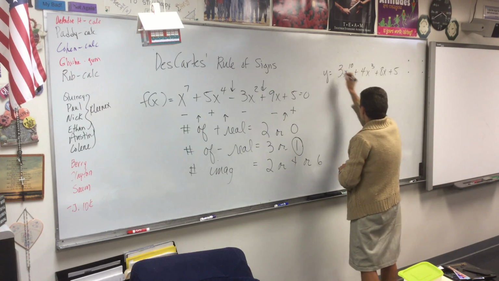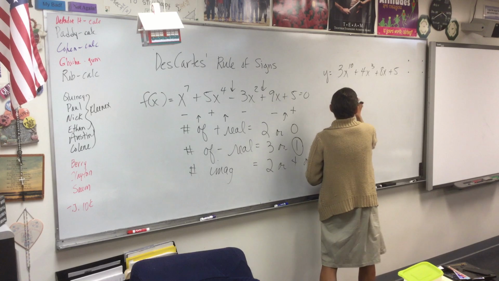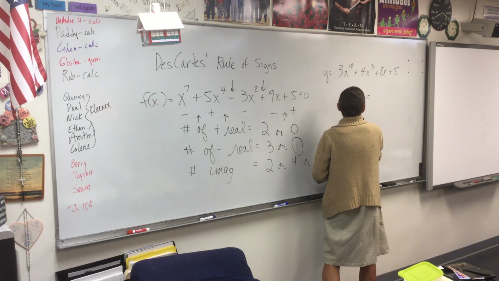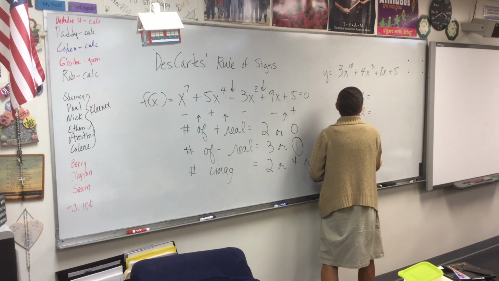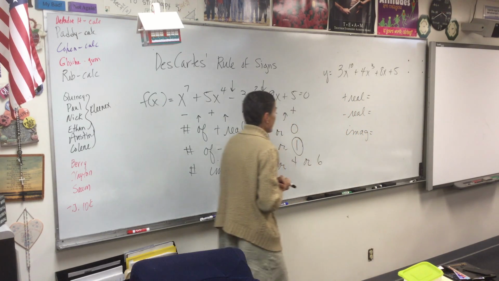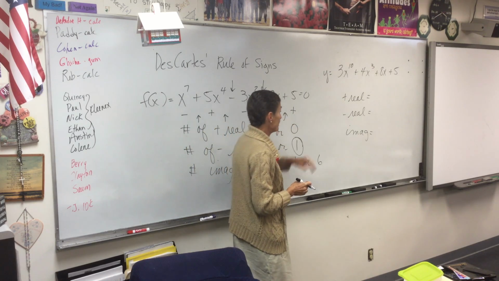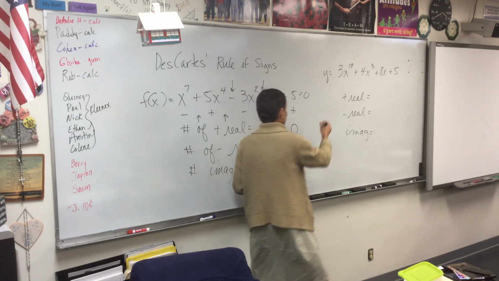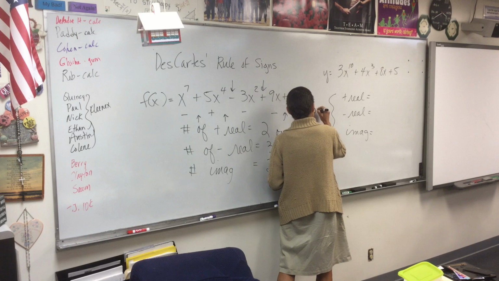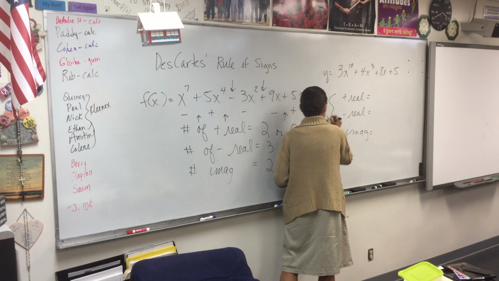All right, let's say this is our equation. And our job is to find out how many positive reals, how many negative reals, and how many imaginary roots we have. So we're going to use Descartes' rule of signs because that's how you determine the nature of the solutions. And this is what we mean by the nature of the solutions. Okay?